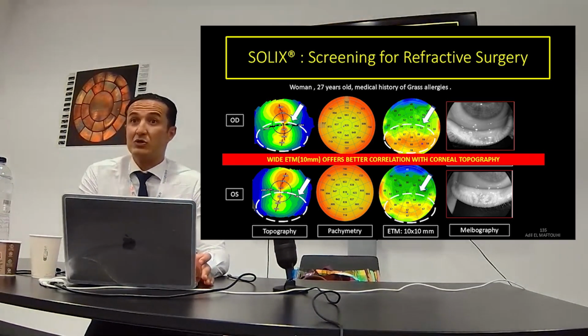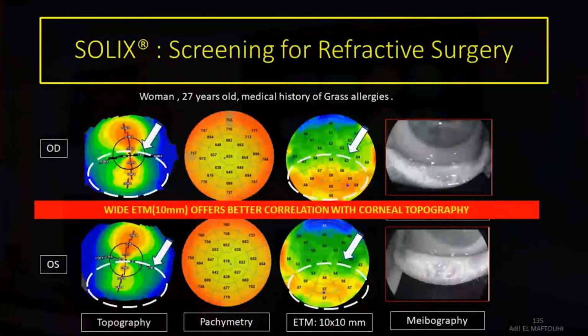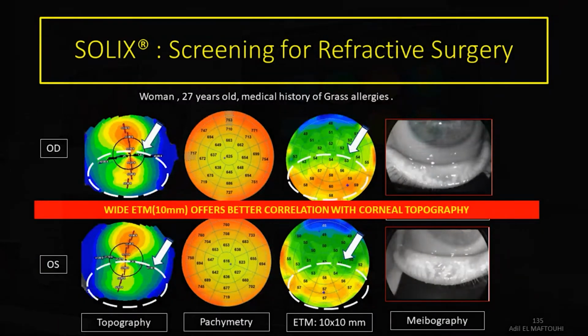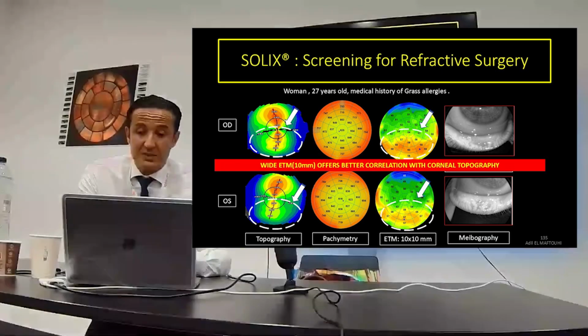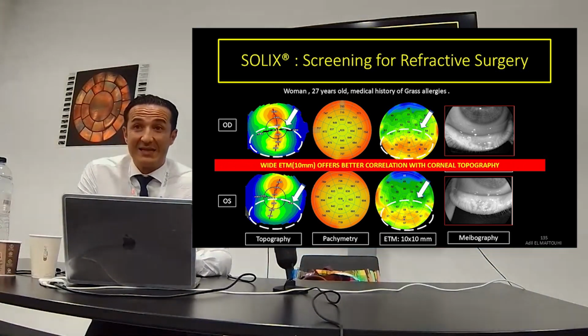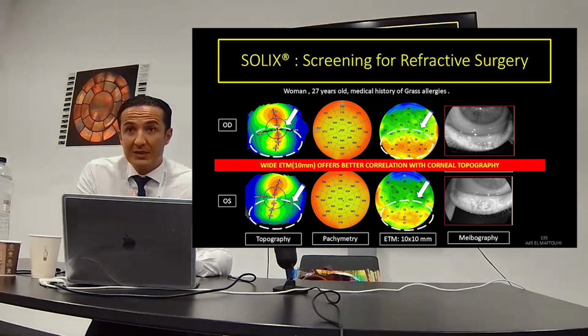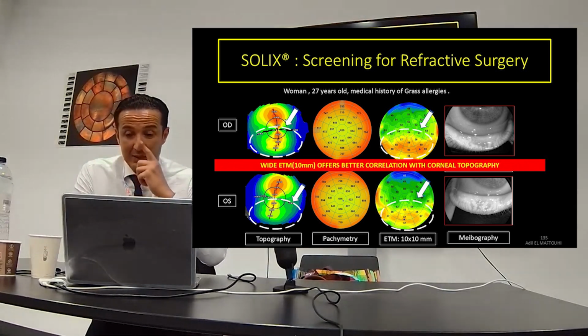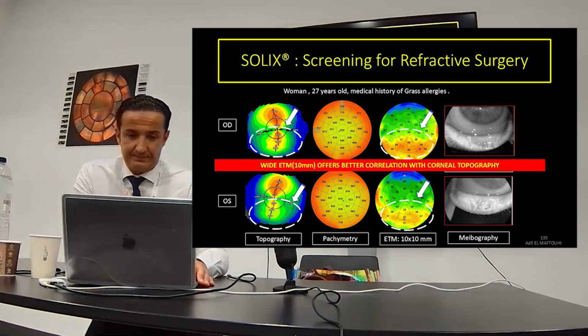And for refractive surgery now, it's completely mandatory to compare corneal topography with epithelium mapping. In this case, it is a patient with a history of grass allergy. You have a beautiful meibomian gland dysfunction, more pronounced on the right eye, and you observe a hyperplasia in the inferior part of both eyes, inducing curvature changes, producing asymmetry in corneal topography.